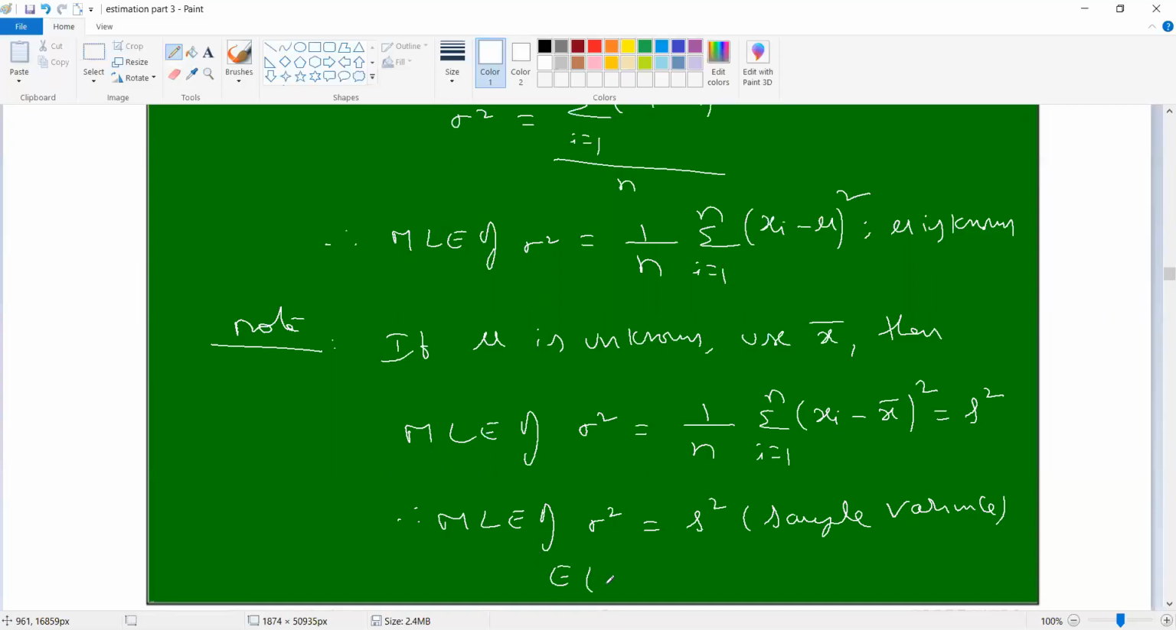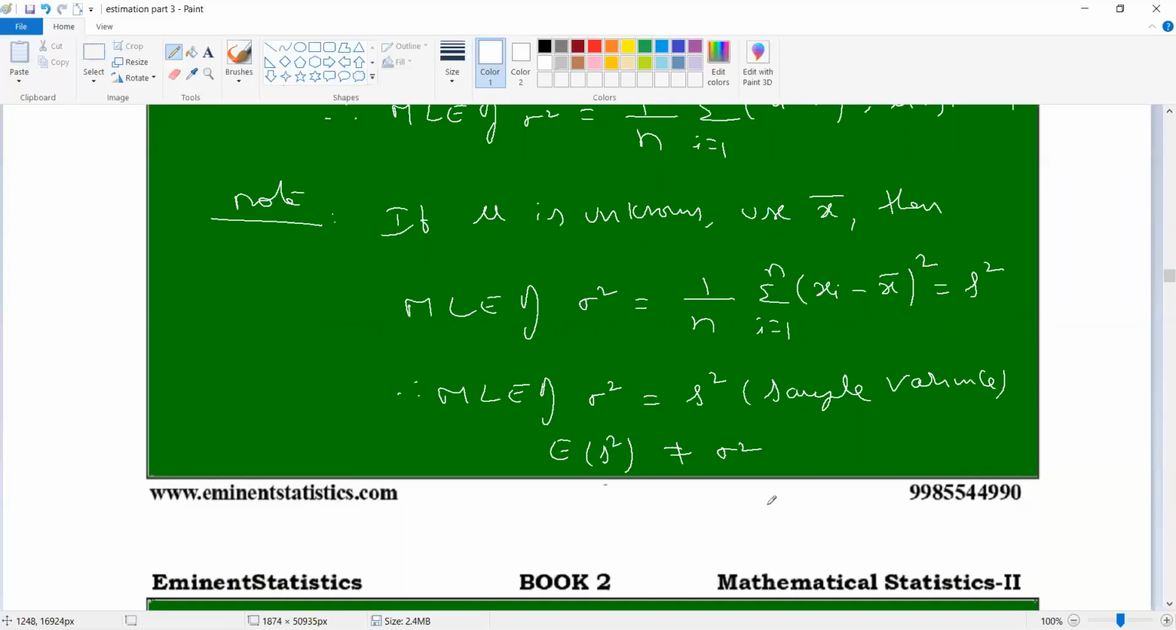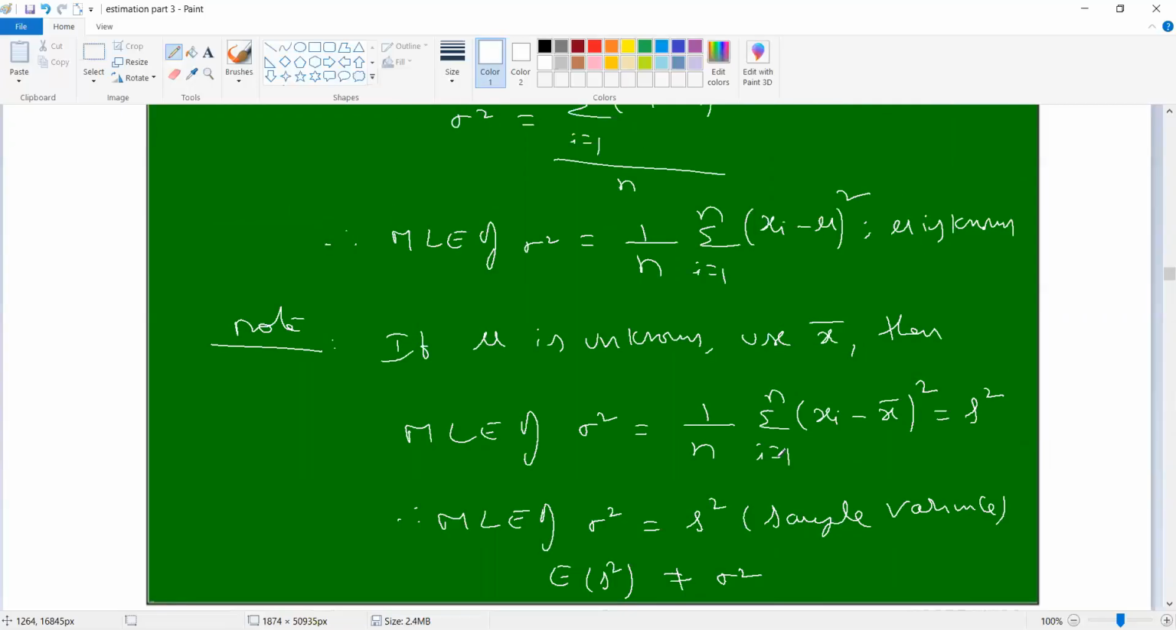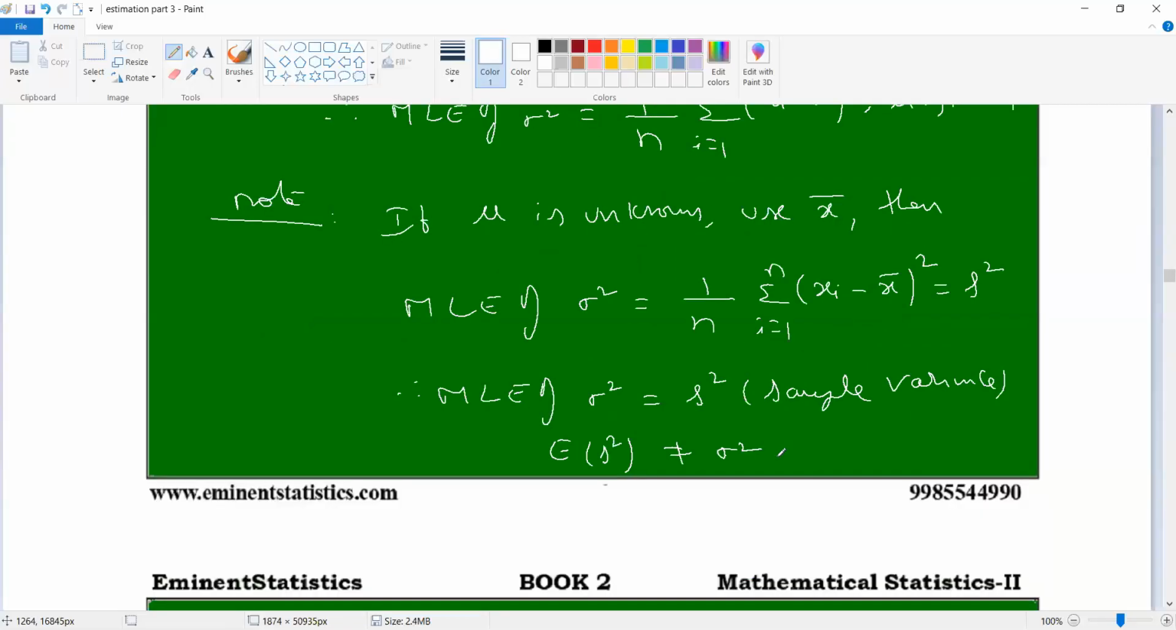So expectation of s square is not equal to sigma square. MLEs need not be unbiased estimators. This is an example: MLEs need not be unbiased estimators. It's a very important example. So for the normal distribution, the MLE of mu and the MLE of sigma square are obtained.